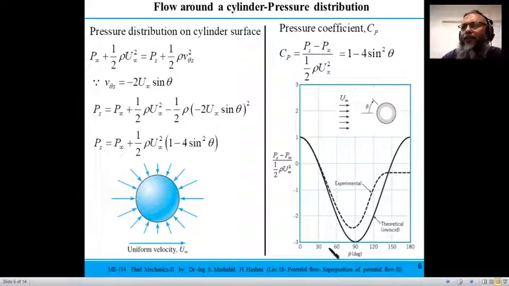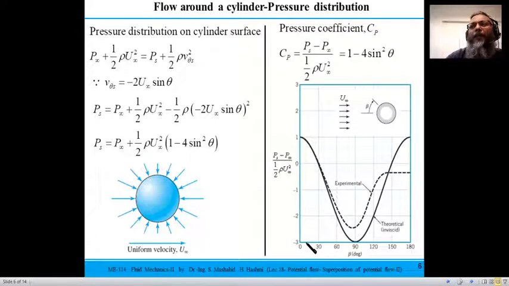So this is the theta 0 here. So the pressure coefficient would be 1, because if you substitute 0 here, sine 0 would be 0. So the whole thing is gone, and you only end up with the pressure coefficient equal to 1. Similarly, if theta is 90, sine 90 is 1. 1 minus 4 would be minus 3. So minus 3 would be the pressure coefficient.